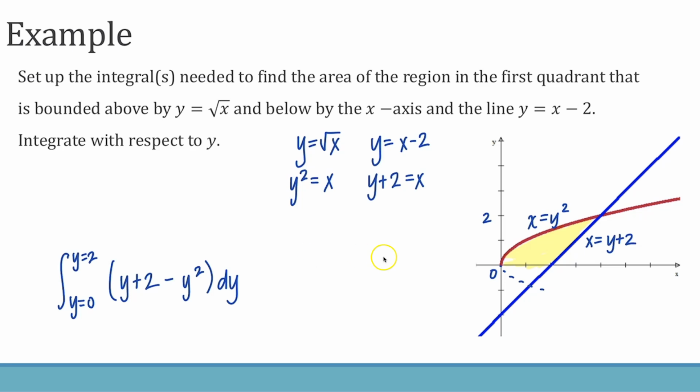So the benefit is that we only needed one integral, but in this particular example, our functions were presented as functions of x, and we needed to rewrite them as functions of y and make sure that we had y values as our limits of integration.